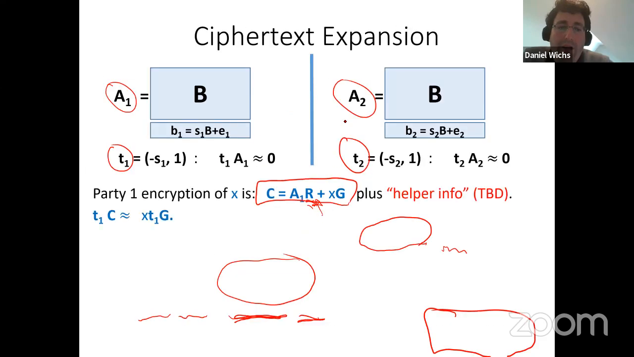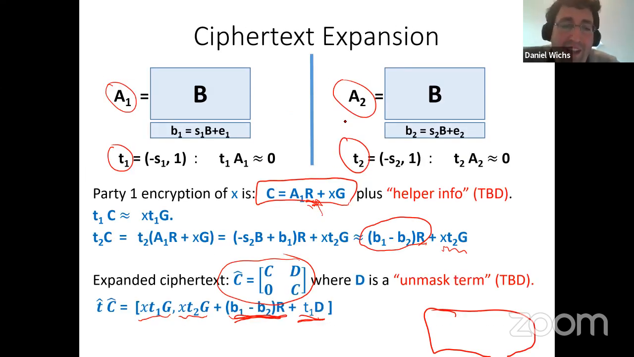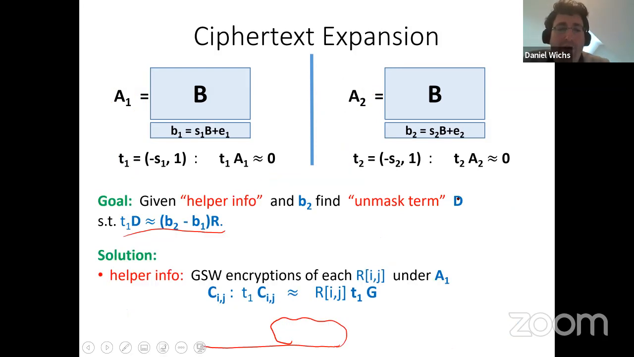So let's go back here. Party one is just computing its encryption C of the bit X under GSW. So it has nothing to do with B2. And it's also outputting this helper info. The helper info is just encryptions of the randomness that it used to compute the GSW encryption of X under its own public key. So again, here you don't know anything about B2.